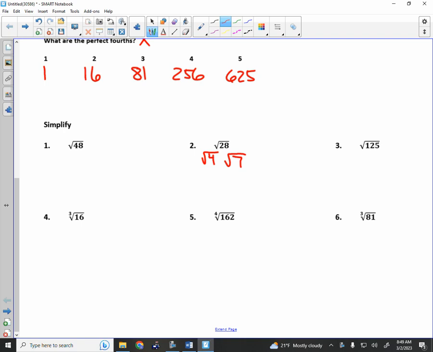Okay. I put the perfect square first. And then I answer, what is the square root of 4? It is 2. So this becomes 2 roots of 7.